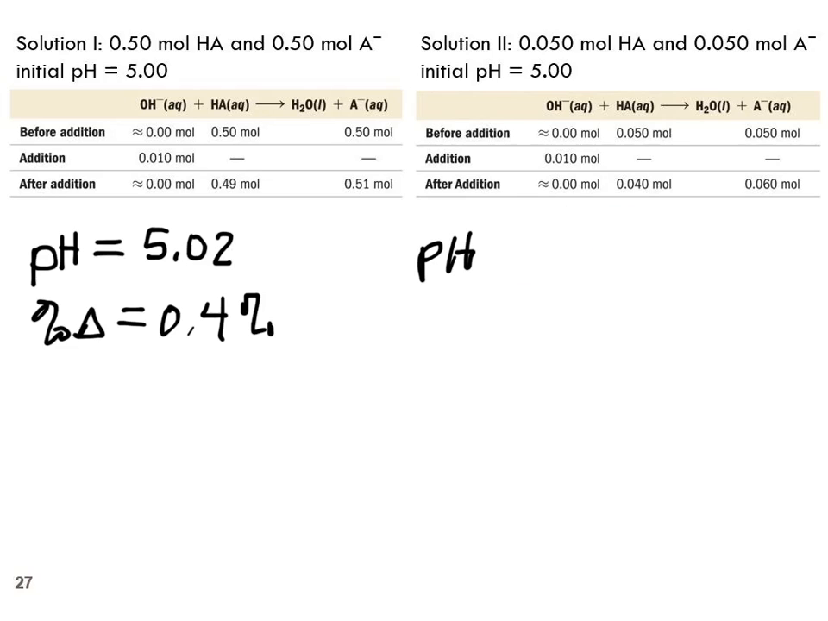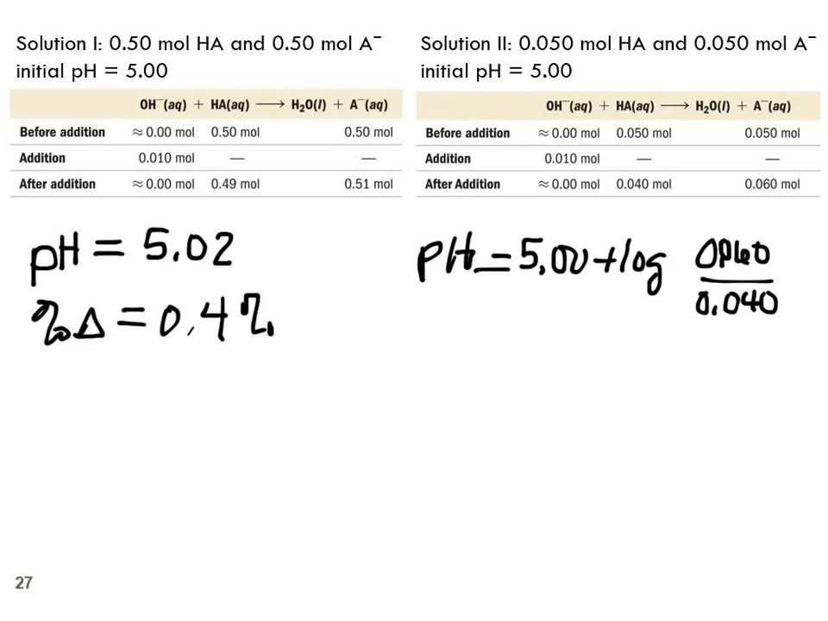So, Henderson-Hasselbalch again, pH is 5.00, that's the pKa, plus the log of the 0.06, don't rotate on me, please, 0.06 divided by 0.04. You don't like my tiny zero? It's just checking to see if you're awake.